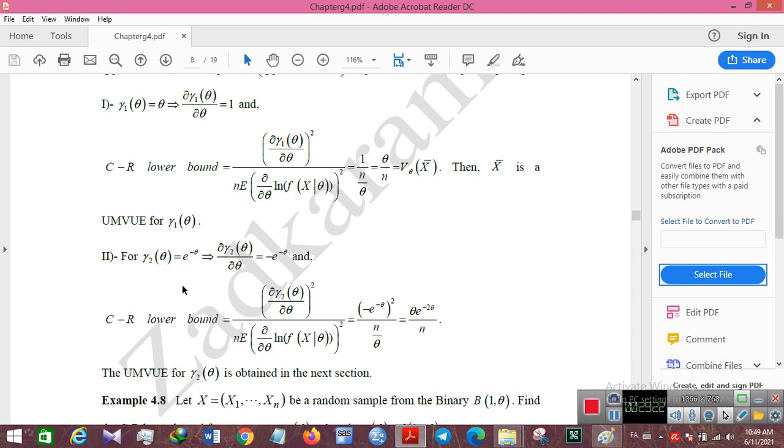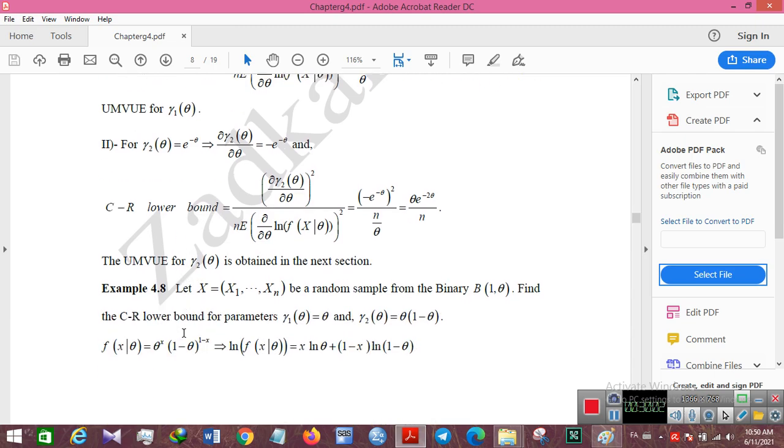In the case γ2 is equal to e to the power minus θ, we have that derivative, and if you put it in the inequality, the lower bound is equal to this one, which is θ e to the power minus 2θ, over n. For the UMVUE in this case, we can use the Cramér-Rao bound, and we should calculate the UMVUE of this function in the next section.